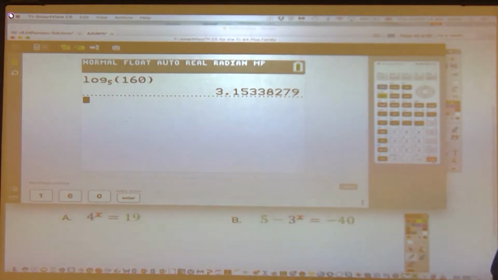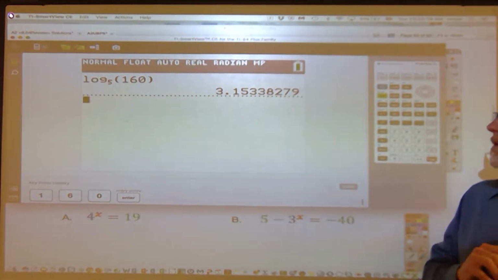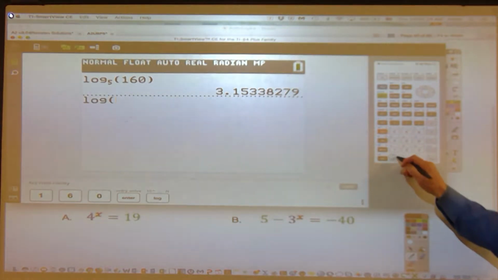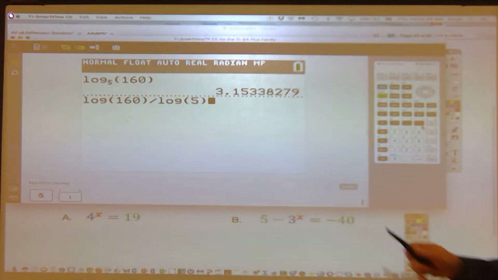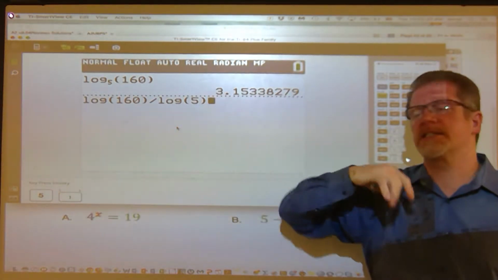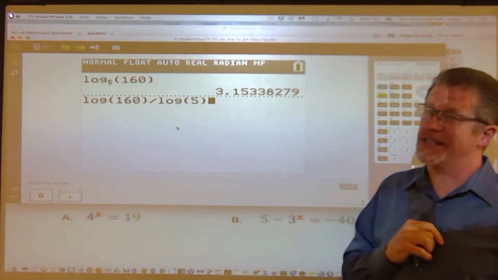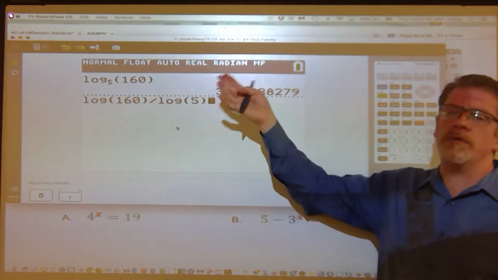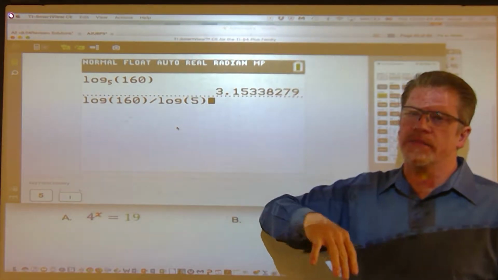But the truth is not everyone's calculator is going to have math print. So I want to show you what to do. If you don't have math print, you just type in the log of 160 divided by the log of 5. And that's the base change formula, which is part of tomorrow's lesson anyway. So it's still best to keep your calculator in classic mode. But we just want you to know how to use your calculator in both math print mode and in classic mode.